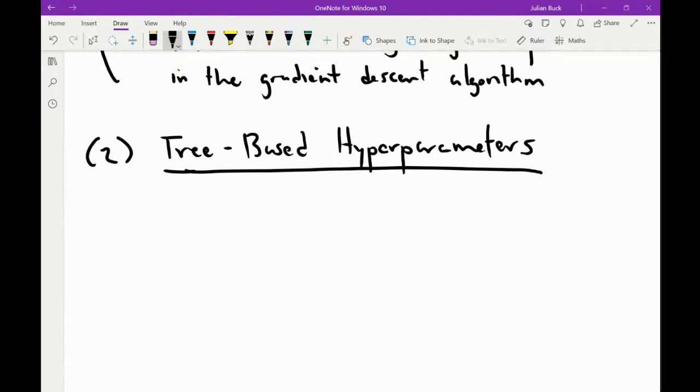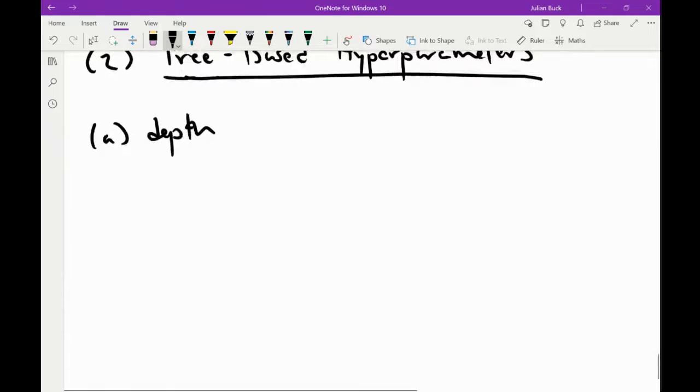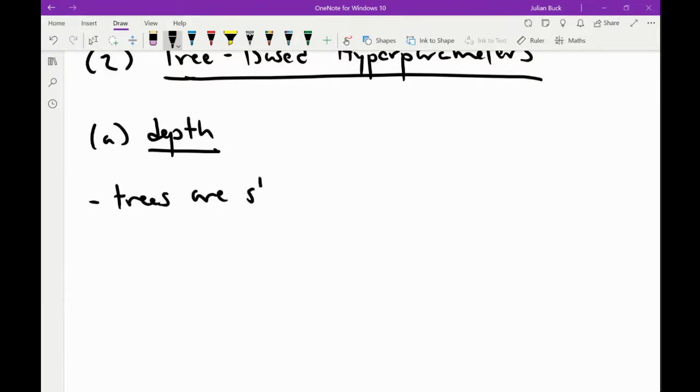All right, the first tree-based hyperparameter that we've seen before is depth, the maximum depth of the tree. I won't redefine what depth is, but let's talk about it in the context of gradient boosting. For gradient boosting, trees are shallow. And shallow is going to mean 1 to 8 splits, roughly.